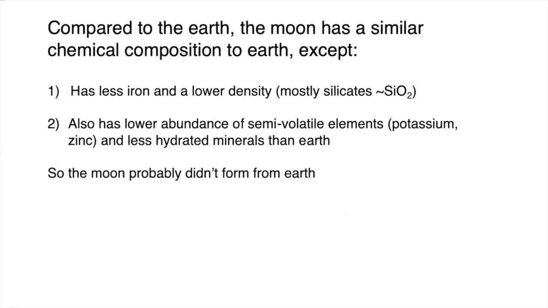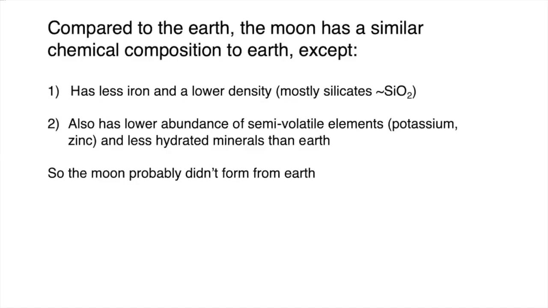In addition, some of the more volatile elements, remember from the last video, these are ones that turn into a gas phase at a lower temperature, are less abundant in the moon than they are on Earth. Examples of this are potassium or zinc. There's also less hydrated minerals on Earth. These are minerals that form and incorporate water into their chemical structure. And so this suggests that the Earth and the moon formed in very different places in the solar system.